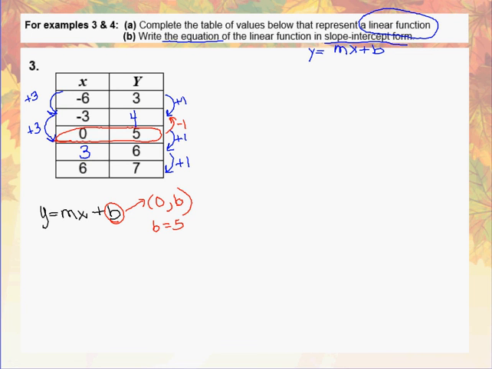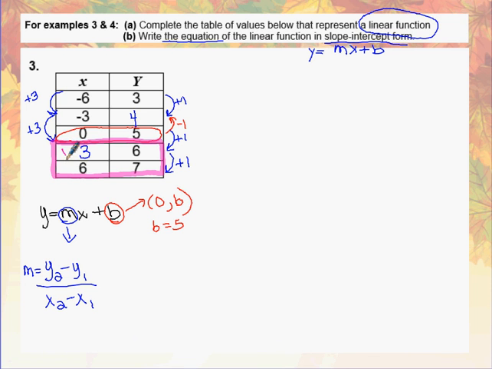Okay, now to find the m value, or the slope, I can use my rate of change formula, y2 minus y1, all divided by x2 minus x1. But how am I going to use the formula? I need to name 2 points. Well, I have a whole table of values here. We can pick any 2 points that we'd like to use. So I am going to use the bottom 2 points in the table.